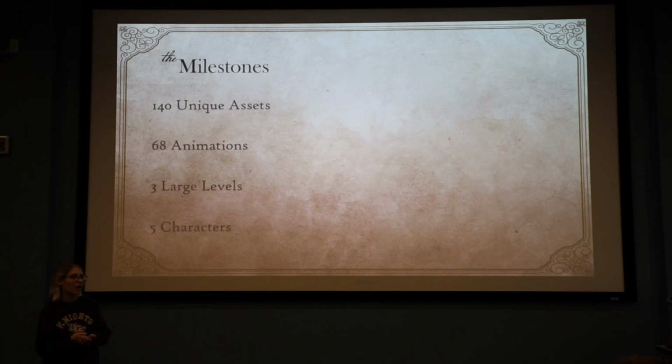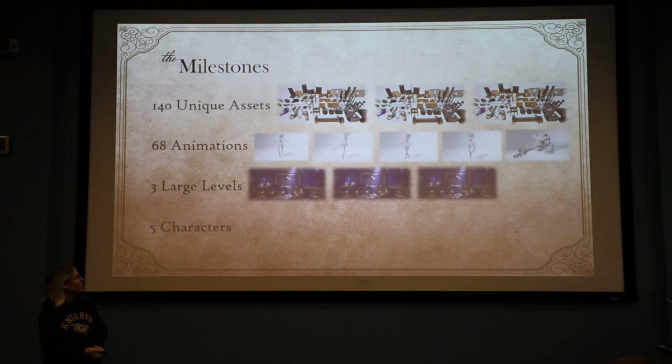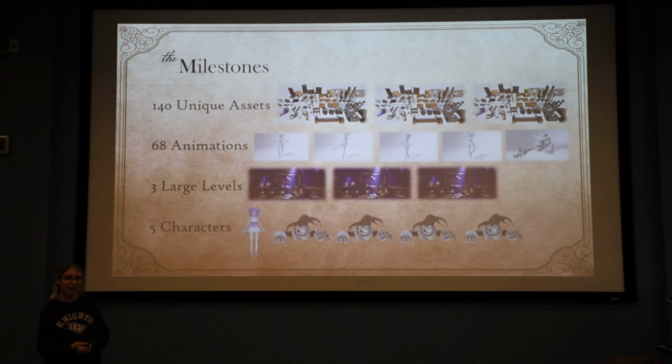So by August, at the end of those milestones, we will be able to achieve 140 unique assets, 68 animations, 3 large levels, and 5 characters. So that's not exactly what's in our plan per se, but that is what we are capable of as a team and what we know that we are able to do.